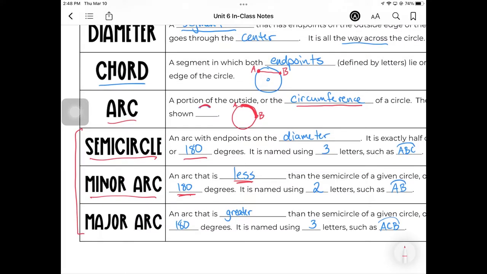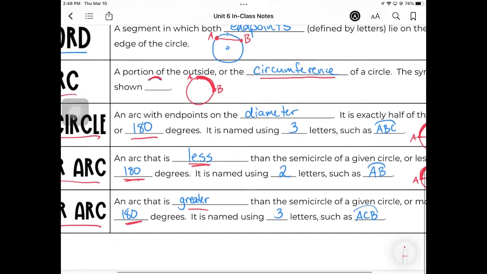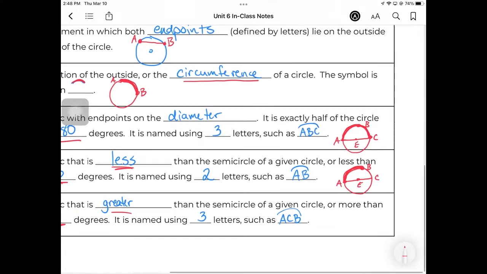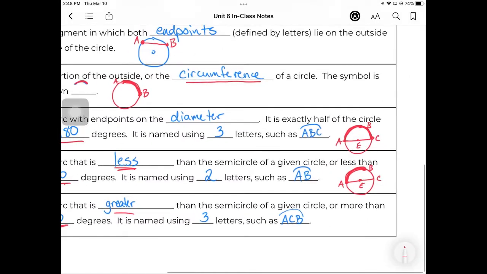Well, if I have an arc that is greater than 180 degrees, or greater than the semicircle, it's called a major arc. And a major arc is named using 3 letters, such as ACB. And I'll show you that same picture, but I'll show you what I mean by arc ACB. I'm going to draw the same diameter with E as the center of my circle.